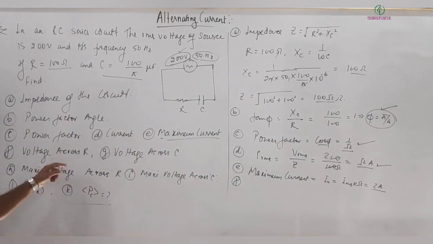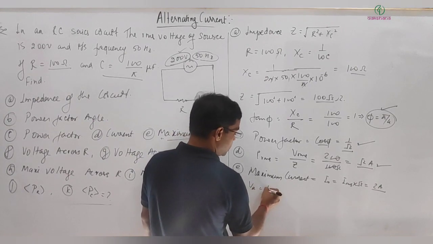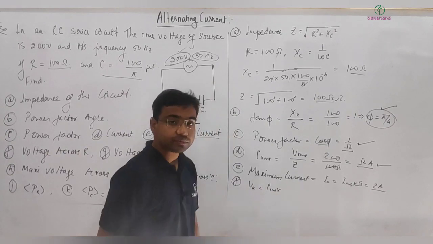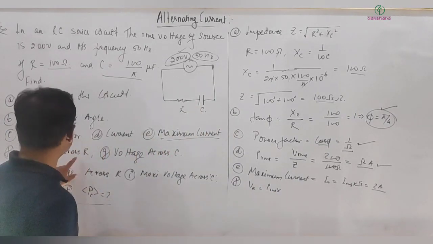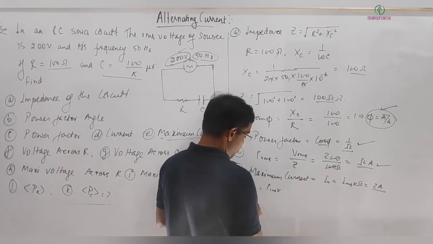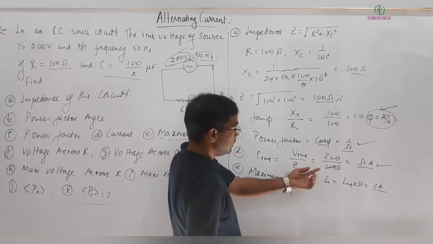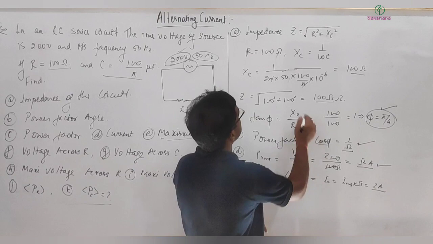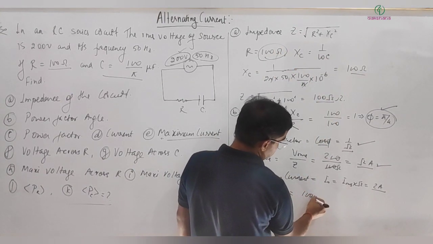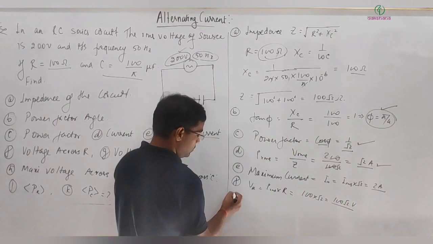Alright, voltage across resistor. Straightforward thing: voltage across resistor VR is equal to I RMS multiplied by R. And here it's simply saying voltage, so you are asked to find the RMS voltage. So I RMS, how much we have? It's root 2. And R is 100. So I can simply substitute 100 multiplied by root 2, that is equal to 100 root 2 volt RMS value.